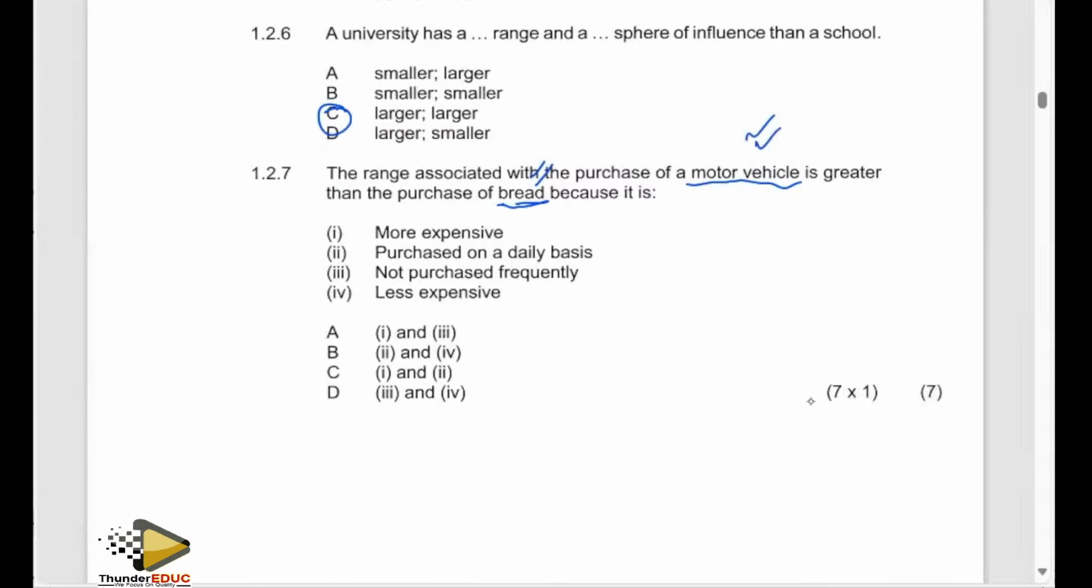So basically, we are saying in that response, a motor vehicle is more expensive. Comparing a motor vehicle to bread, it is more expensive. That's correct. Is it purchased on a daily basis? No. You cannot purchase motor vehicles on a daily basis. Those are durable goods and they are expensive. No one can afford to do that. Is not purchased frequently.